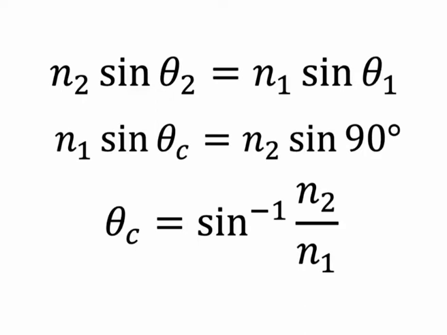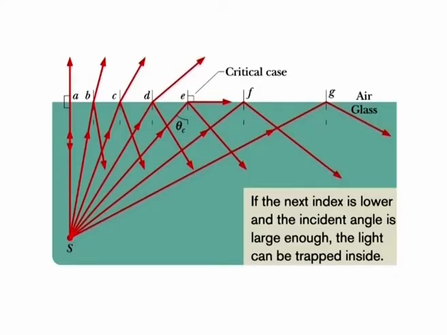This restriction tells us that total internal reflection cannot occur when the incident light is in the medium of lower index of refraction. If source S were in the air, all its rays that are incident on the air-glass interface, including F and G, would be both reflected and refracted at the interface.